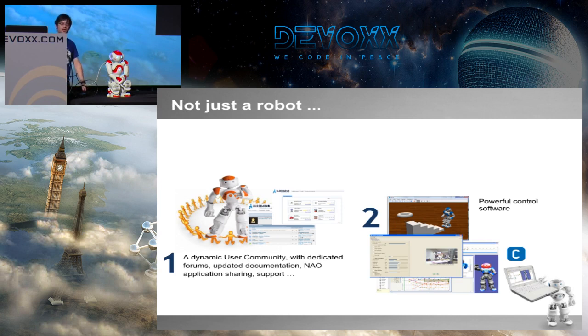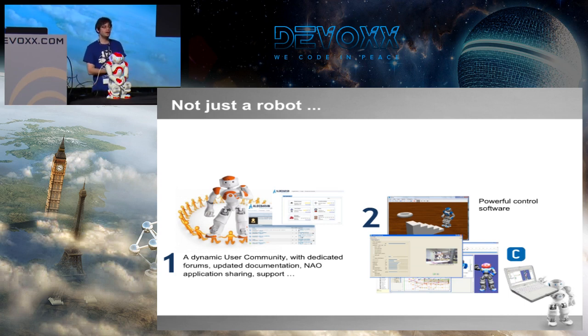Okay, so we don't do just this robot. We also are working on a bigger robot called Romeo. It's 1.40 meters. And this one is really the big version of NAO, so all the software will be the same. But the goal for Romeo is really to be able to help people in their homes. So that's why we need a bigger robot, obviously.